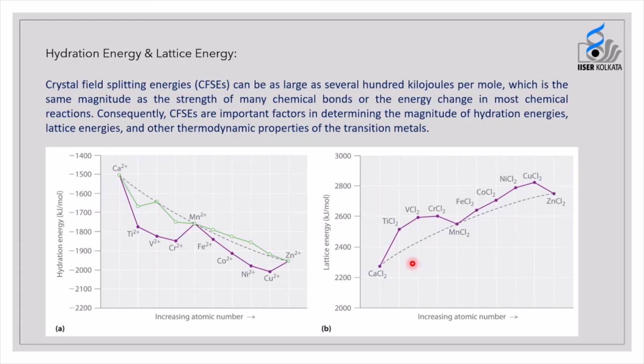changing because they are showing a large deviation from the smooth curve calculated assuming a spherical distribution of d electrons. Correcting for CFSE gives the points shown as open circles, which except for Ti2+ and Cr2+ are close to calculated values. The apparent deviations for these ions are caused by the fact that solutions of the Ti2+ ion in water are not stable and Cr2+ does not form truly octahedral complexes.